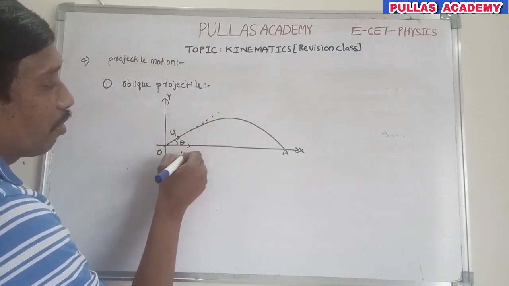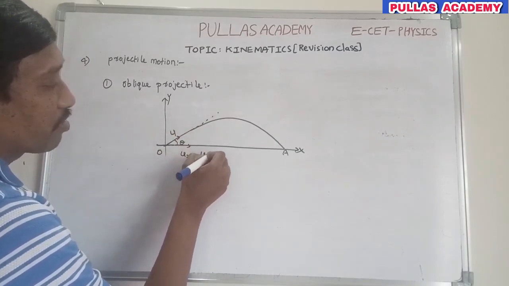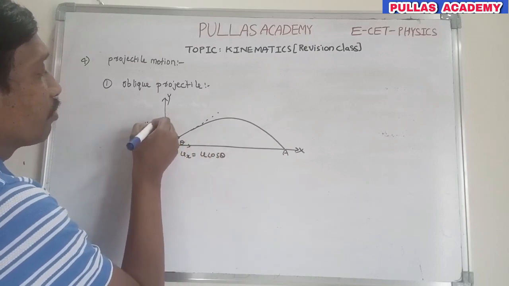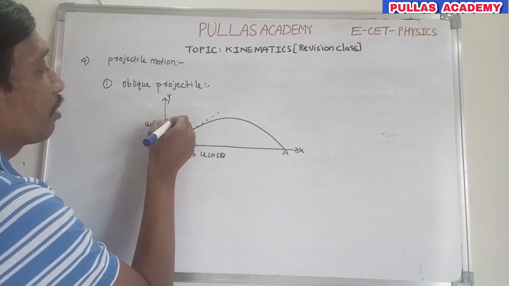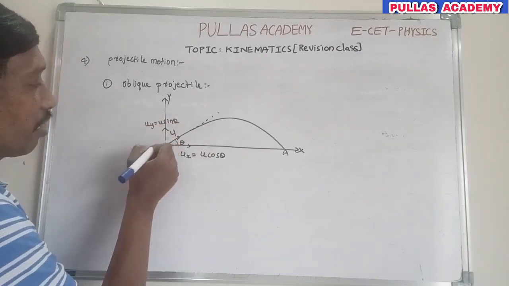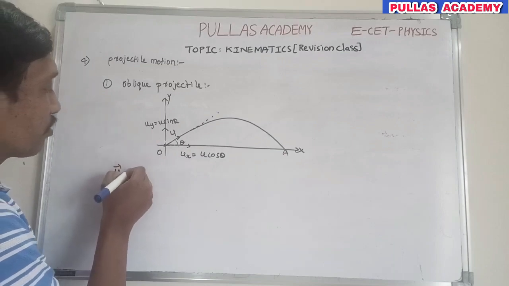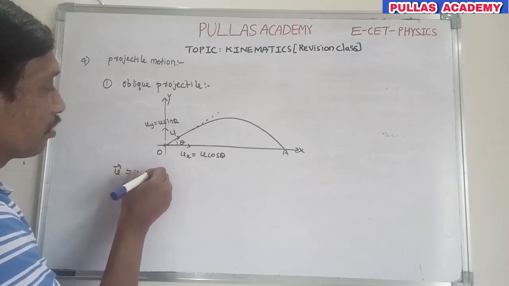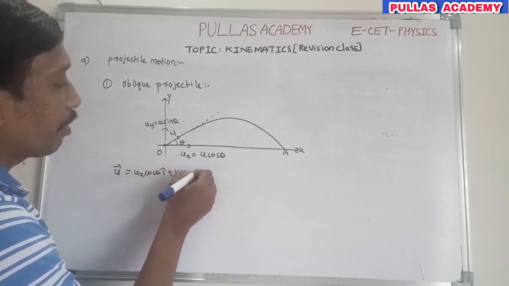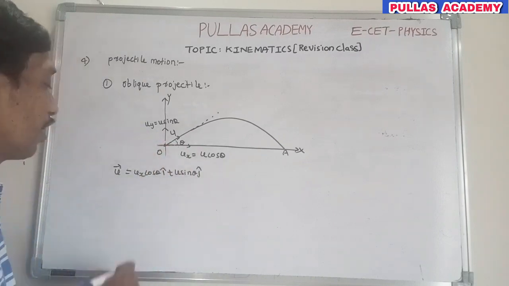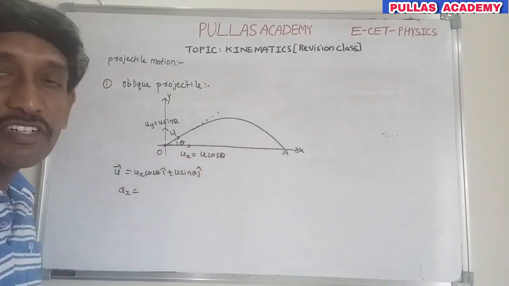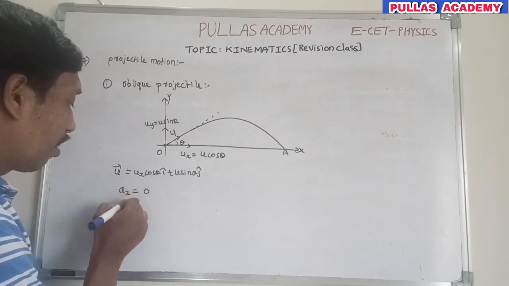Its velocity is in an unknown direction, so it is divided into two components. One component is u cos theta, the horizontal component. The second component, along the vertical direction, is uy equal to u sin theta. This is ux, this is uy. So at the initial point, the velocity u bar is equal to u cos theta i cap plus u sin theta j cap. That's all. Clear?